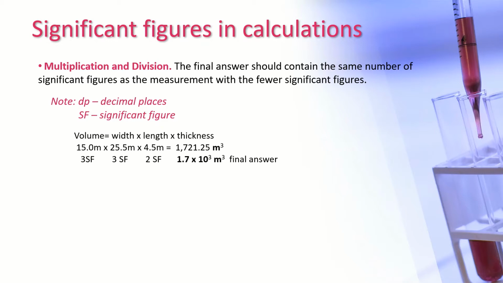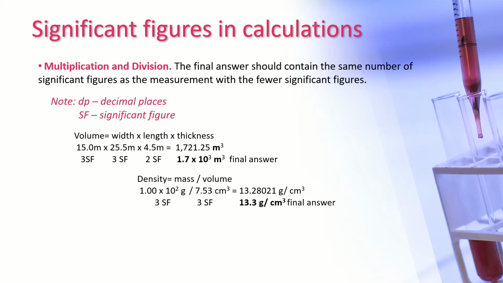15.0 meters has 3 significant figures, while 25.5 meters has 3 significant figures, and 4.5 meters has 2 significant figures. The product should contain the least number of significant figures, which is 2 significant figures. So multiply all these factors, the product is equal to 1,721.25 meters cubed. Since you have to round it off to only 2 significant figures, the final answer is 1.7 times 10 to the power of 3 meters cubed.